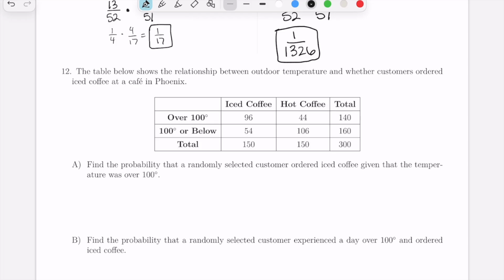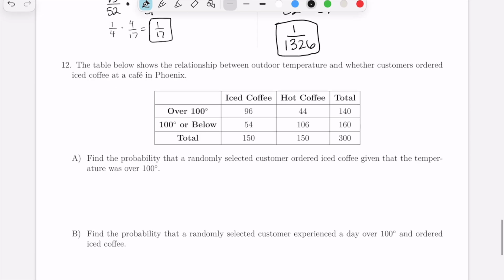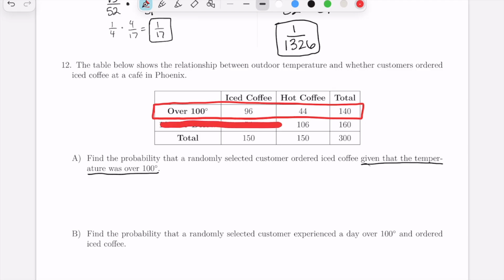This table shows the relationship between outdoor temperature and whether or not customers ordered iced coffee. Find the probability that a randomly selected customer ordered iced coffee given that the temperature was over 100. All right, well, this one, just like before, we really don't have to change what we were doing. Given the temperature was over 100, I'm going to start out by only looking at that, because when we see given, that means everything else doesn't matter. Cover those up, and this problem becomes much easier, I hope. So we want the probability of iced given over 100.